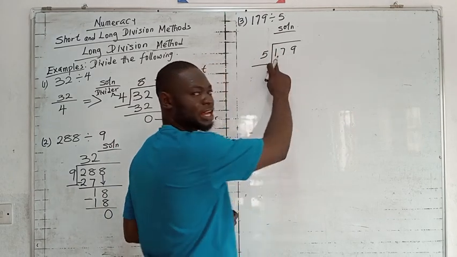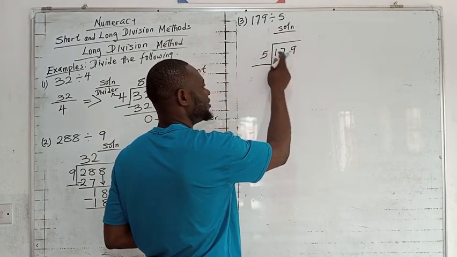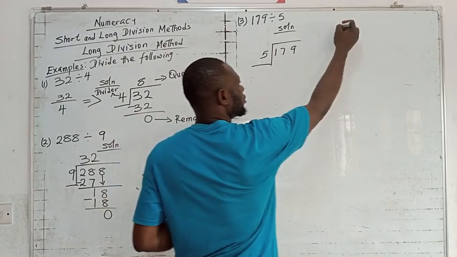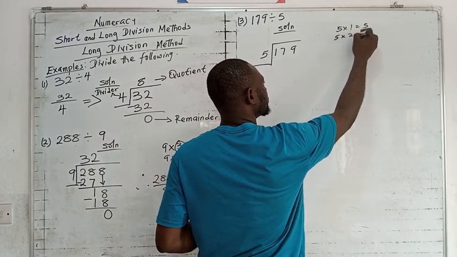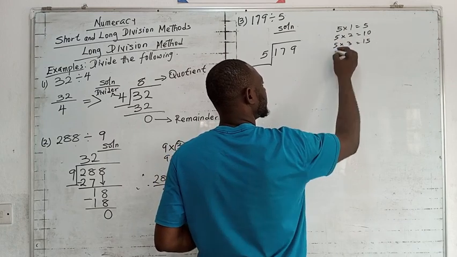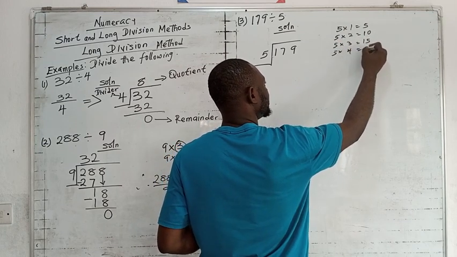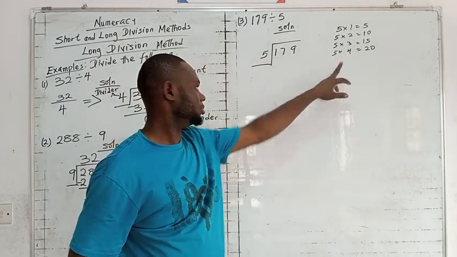5 divided 1, can it go? No. So we take 1 and 7. 5 divided 17. Let's go. 5 times 1, 5. 5 times 2, 10. 5 times 3, 15. 5 times 4, 20. Now, I'm writing this down because I'm also making use of the multiplication table.